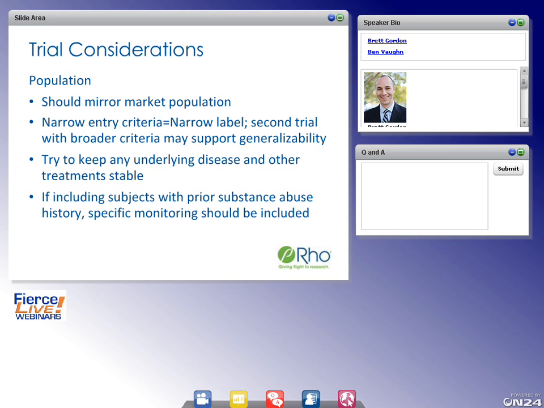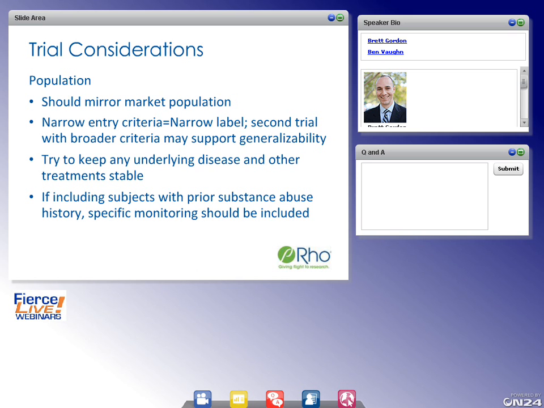In situations where pain is related to systemic disease, you'll want to keep the underlying disease and other treatments stable. That's not necessarily anything specific to analgesic studies. I've seen that in studies of pretty much all indications. And then if you're including subjects with prior substance abuse history, specific monitoring should be included.